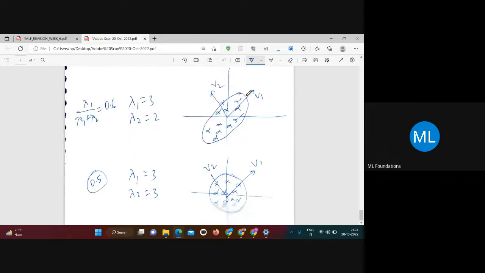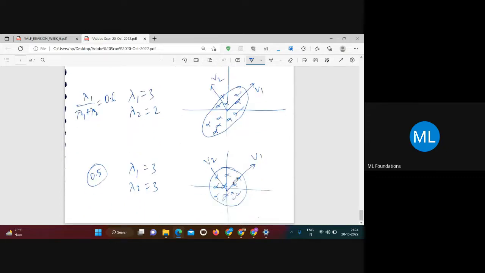And if you have a data set like this, a circle type of data set, with the same lambda 1 and lambda 2, and you are asked to convert this 2D to 1D, how much of the information are you able to preserve? 50% of the information, right? 3 upon 3 plus 3. So you are able to preserve 50% of the information for this example, right?